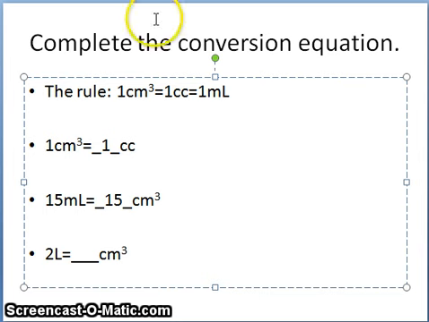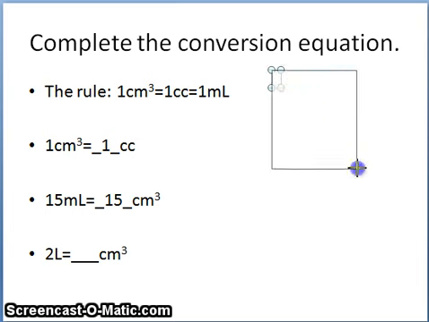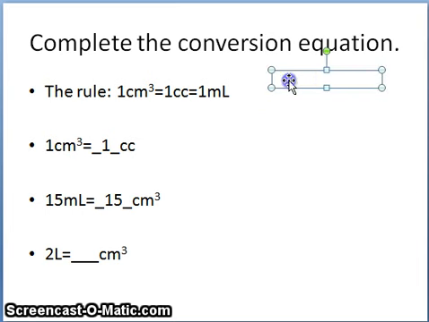If you wanted to, you could, of course, set up a proportion for this. I don't know why you would go through that trouble, but for example, you would use your conversion factor, 1 centimeter cubed is equal to 1 milliliter.